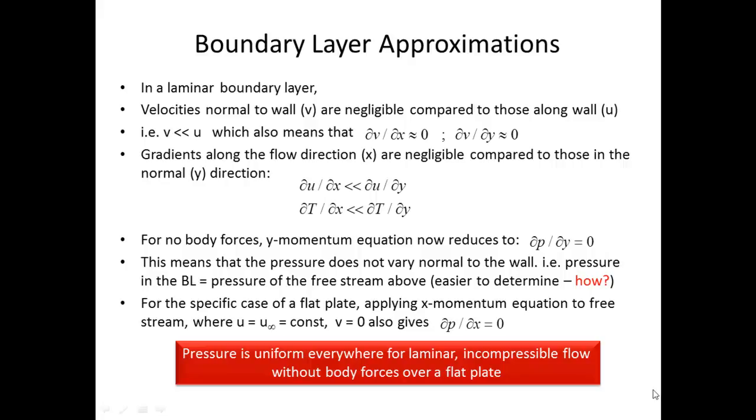For the special case of a flat plate with constant free stream velocity, that is u infinity as a constant, if we apply the x momentum equation to the free stream, because of the constant velocity, all the gradients of the u component also become 0. So ∂u/∂x, ∂u/∂y are also 0. In addition, the terms involving v are also 0, as we have seen earlier. So this gives us ∂p/∂x equal to 0. That means the pressure remains uniform everywhere for a laminar incompressible flow without body forces over a flat plate, subject to the condition that the free stream velocity is constant.